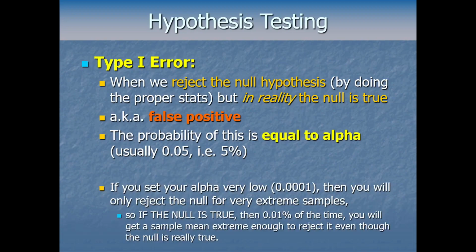Now, on the other hand, if you set your alpha value very low, set your cutoff real low, like 0.0001, which is 0.01%, then you'd be playing it really careful and conservative, and that's great, but then you'll only reject the null for very, very extreme samples. Which means if the null is true, then 0.01% of the time you will get a sample mean extreme enough to reject it, even though the null is really true. That's a pretty low false positive rate.